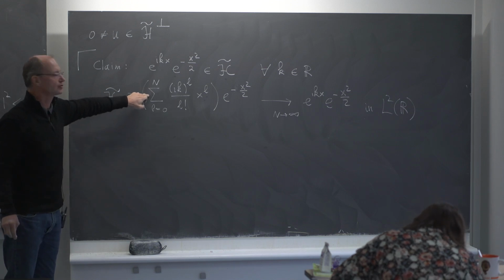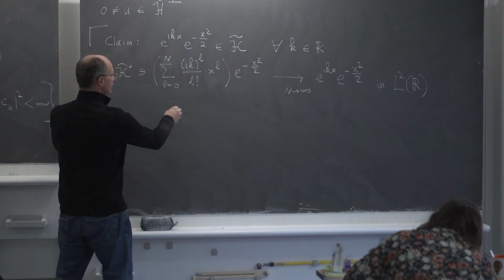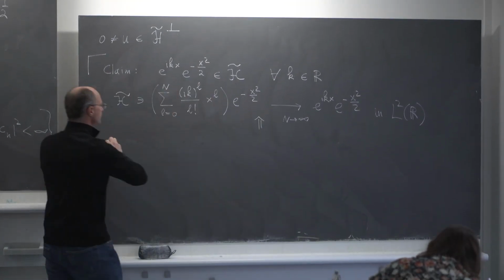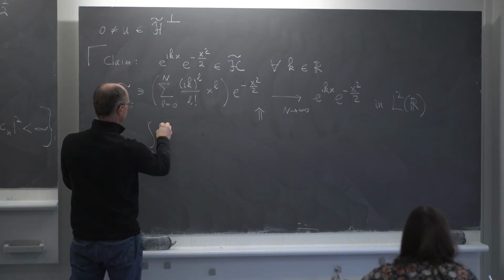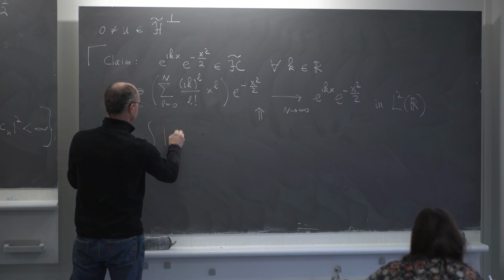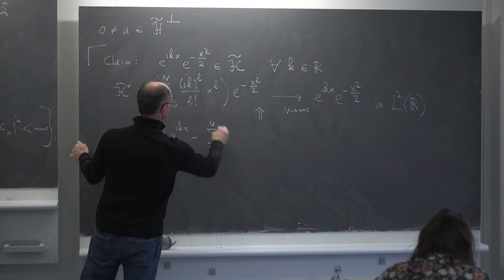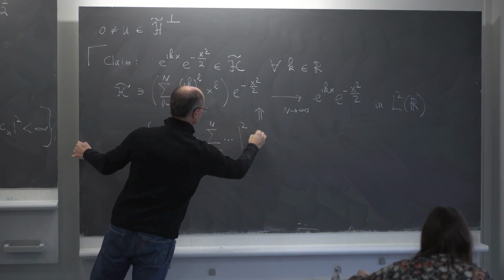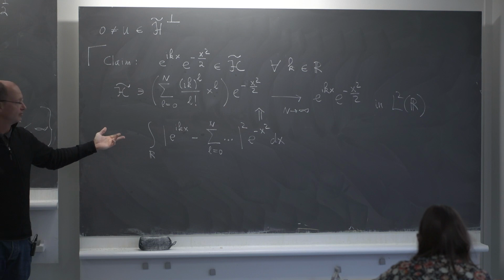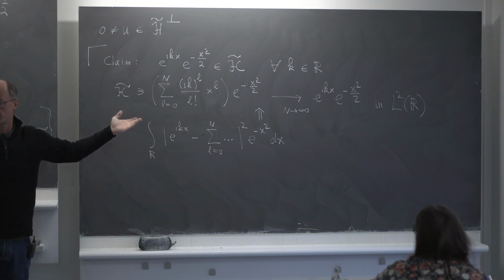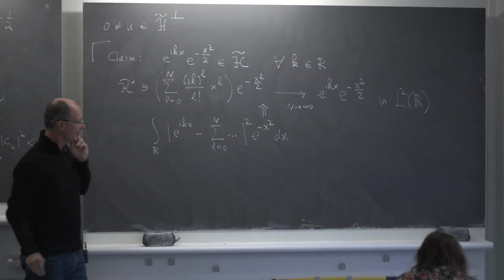So why is it true? Why do they converge in L2 of R? This is because of the following. Let me estimate the norm of the difference. We want to know that this guy converges to 0. So why does this guy converge to 0? That's because of the following.